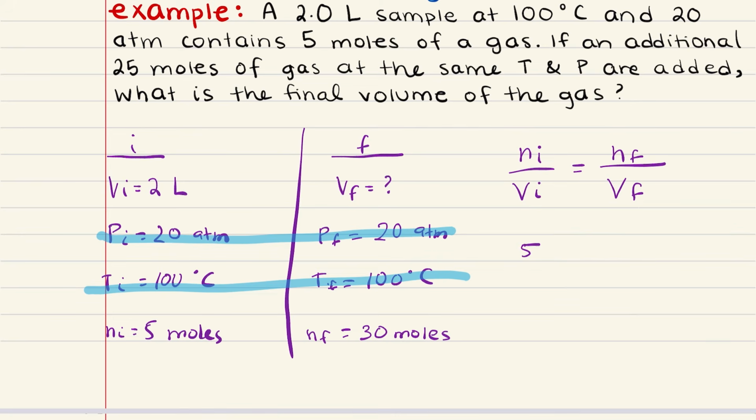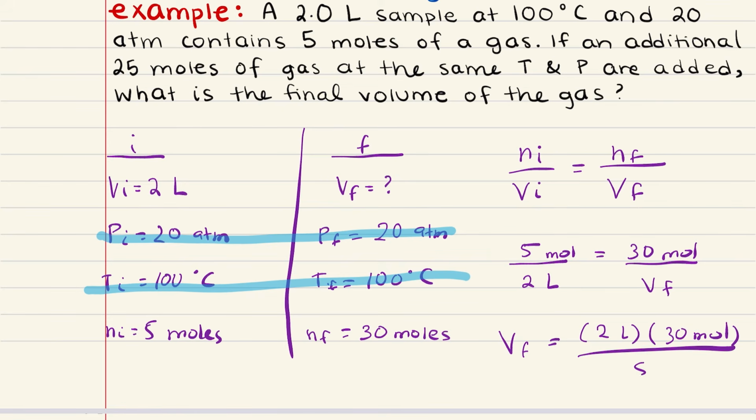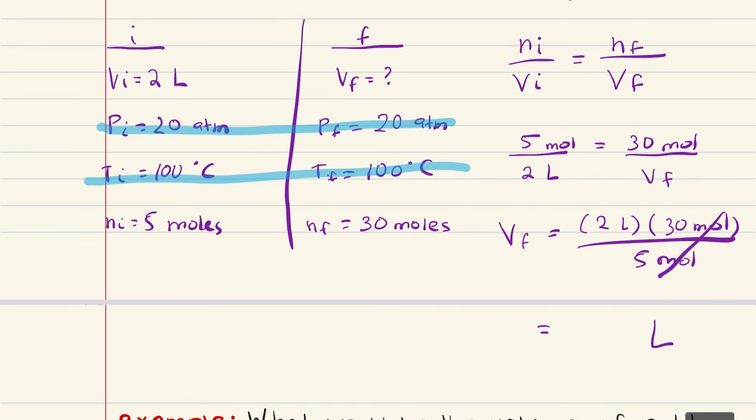Our initial number of moles is 5. Our initial volume is 2 liters. Our final number of moles is 30, and we want to figure out final volume. Now, to isolate final volume, we're going to have 2 liters times 30 moles divided by 5 moles. And you notice moles cancel out. Our final answer is going to have units of liters. What's 2 times 30? That's going to be 60. 60 divided by 5 is 12. So our final volume is going to be 12 liters.